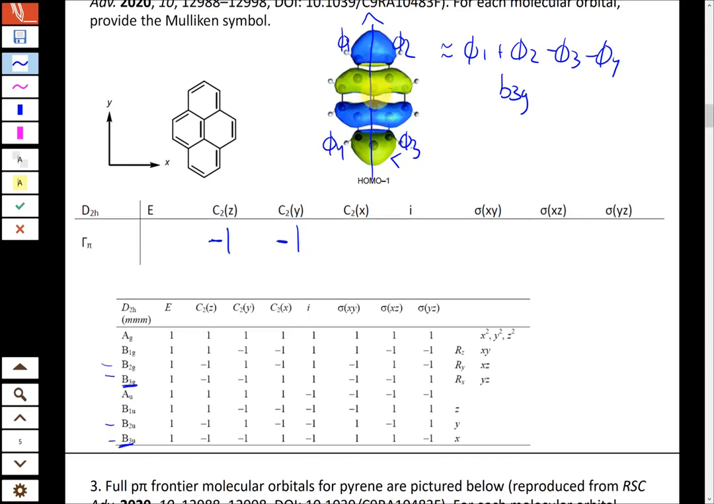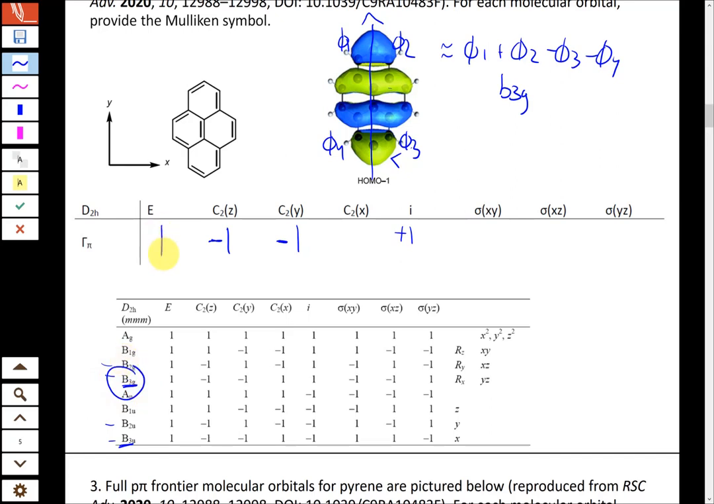And so in that case, we're not changing the sign under inversion, so we get a +1 for inversion. Those 3 operations together allow us to distinguish it as B3G, because if it's symmetric with respect to inversion, that makes it B3G. So we could do the other 5 operations.